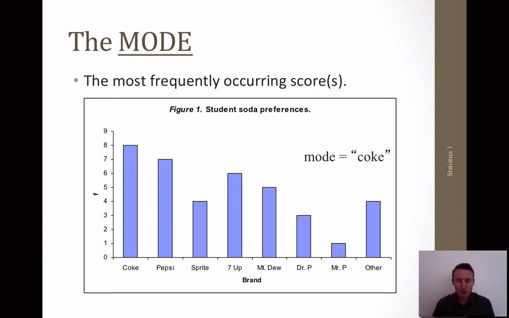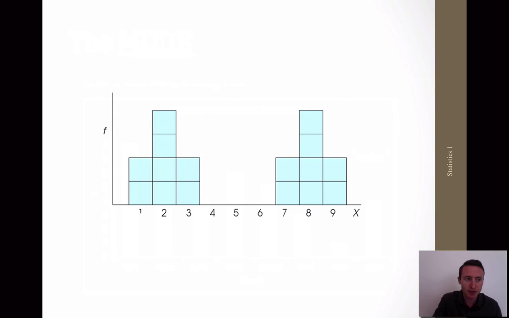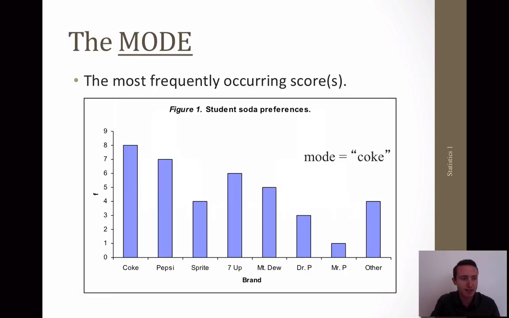And that's it. So you simply look through your distribution. Whichever number or whichever category appears most is your mode. And we'll talk about some additional things to consider in a moment. But let's talk about some advantages and disadvantages. I'll come back to that slide in a moment.